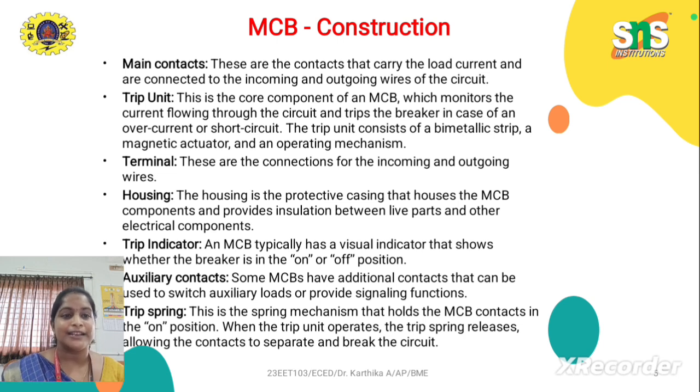Trip indicator: MCB uses a visual indicator. It shows whether the breaker is in the on or off position. Auxiliary contacts: some MCBs have additional contacts which are used to switch auxiliary loads or provide signaling functions. And trip spring: this is a spring mechanism that holds the MCB contacts in the on position. When the trip unit operates, the trip spring releases, allowing the contacts to separate and break the circuit.